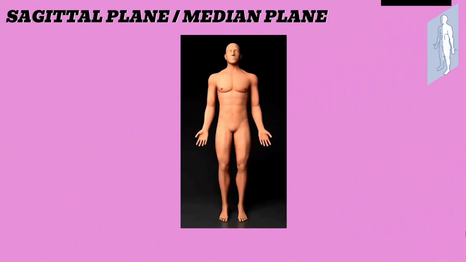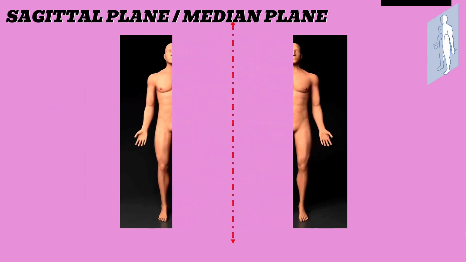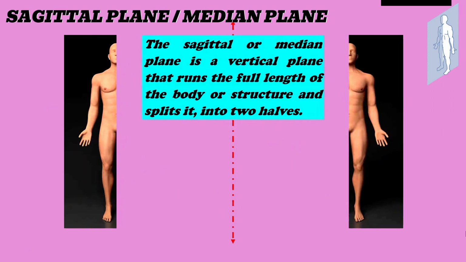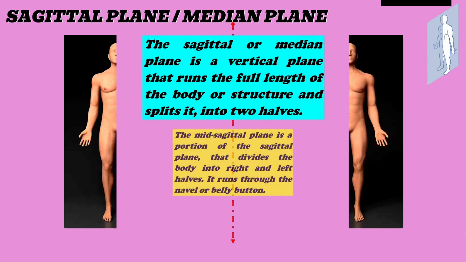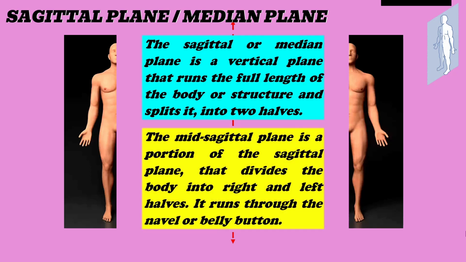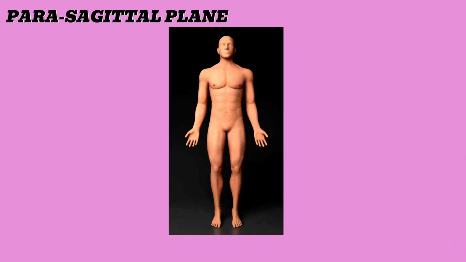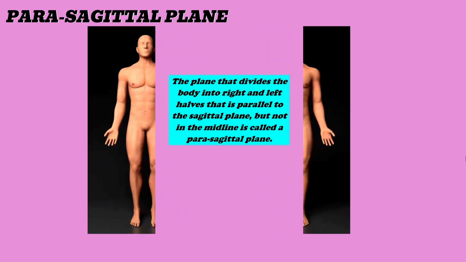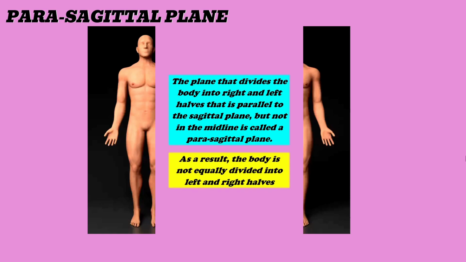The sagittal or median plane is a vertical plane that runs the full length of the body or structure and splits it into two halves. The mid-sagittal plane is a portion of the sagittal plane that divides the body into right and left halves. It runs through the navel or belly button. What is the parasagittal plane? The plane that divides the body into right and left halves, that is, parallel to the sagittal plane, but not in the midline, is called a parasagittal plane. As a result, the body is not equally divided into right and left halves.